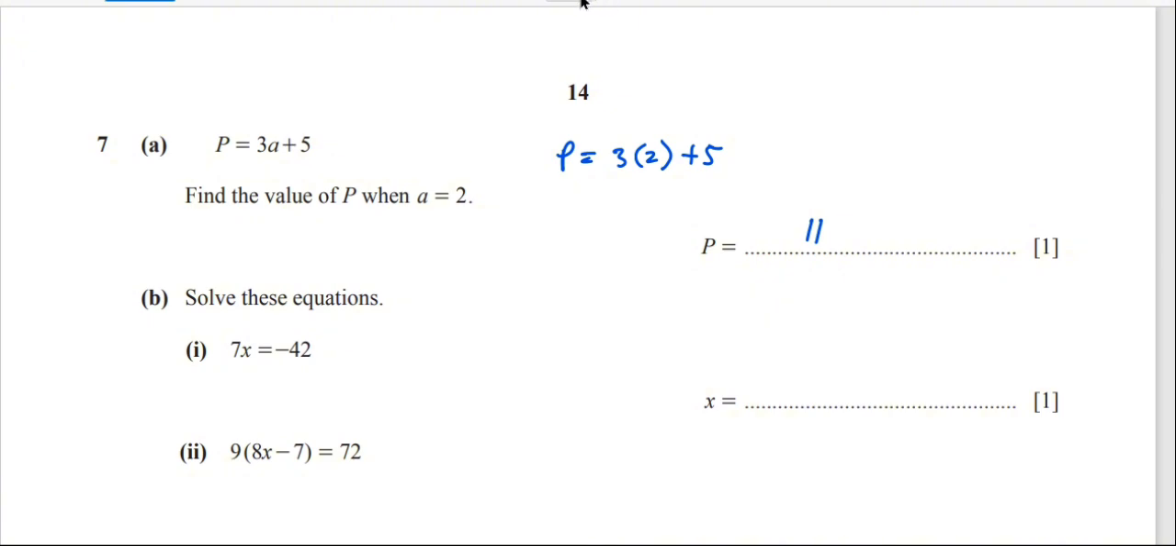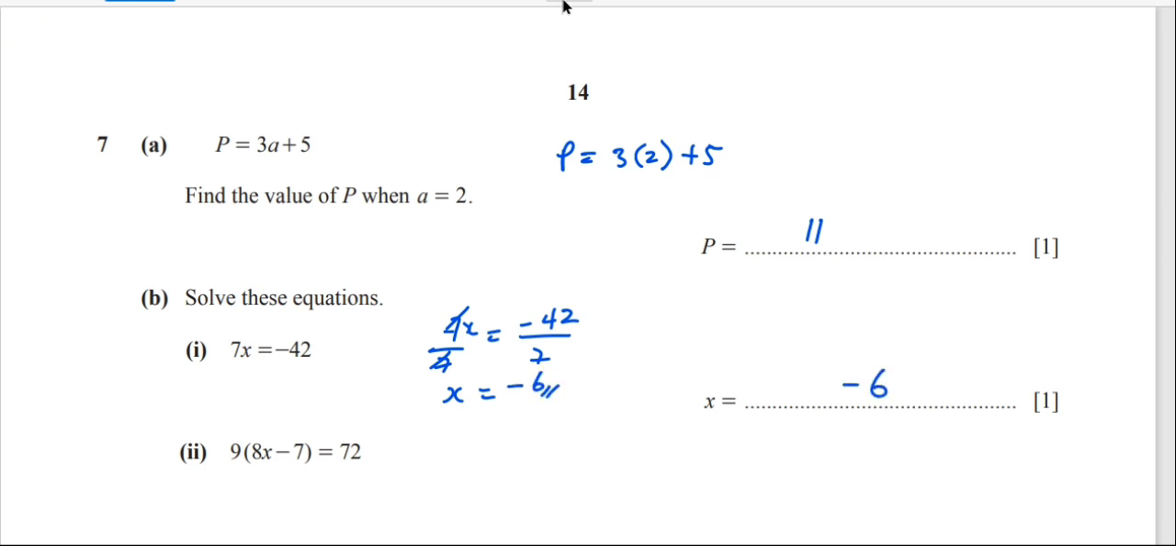Okay, so the next equation is a linear equation. We are asked to find the value of x. So here you divide both sides by 7. So we have 7x over 7 equals minus 42 over 7. So this and this will go. I have x equals minus 42 over 7, which will give us minus 6. Okay, minus 6. So I'll write my answer here, minus 6.